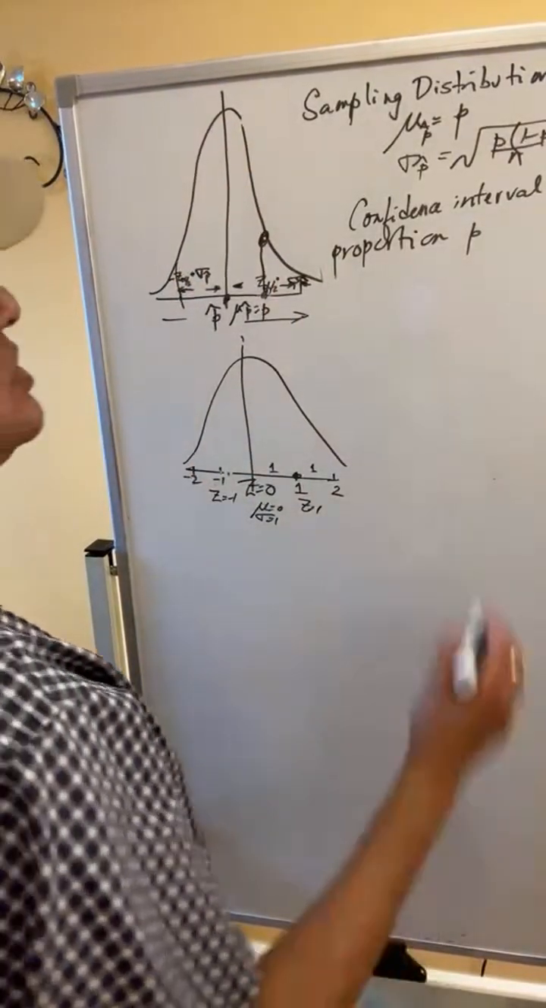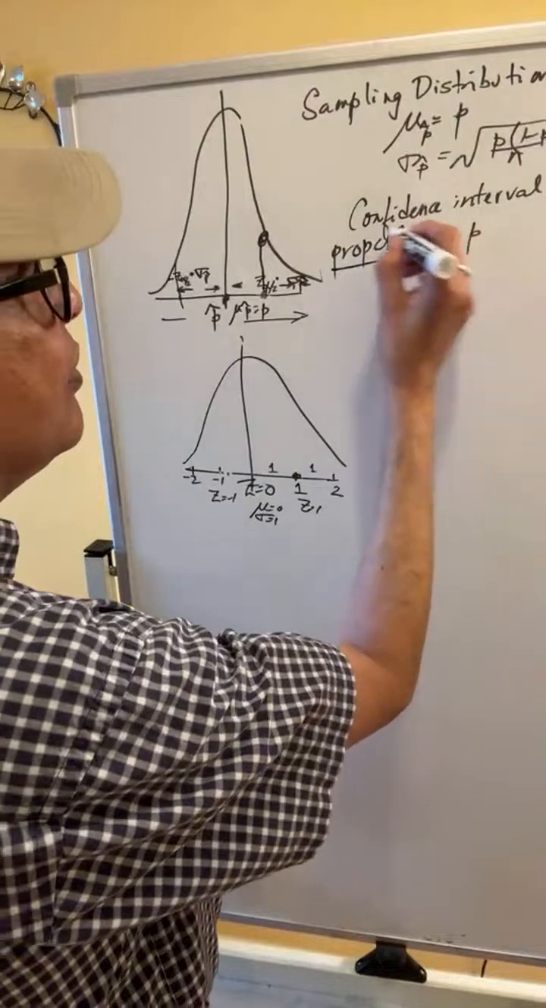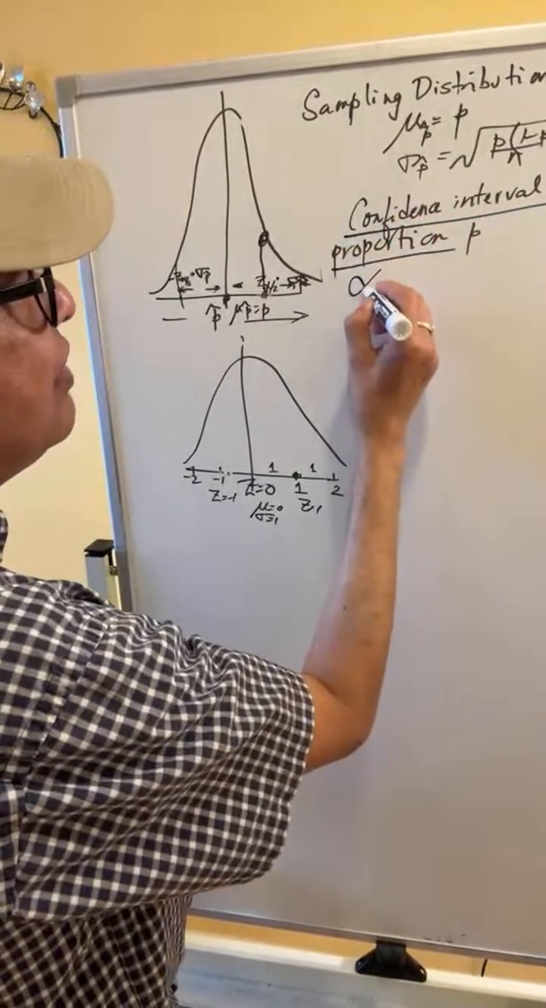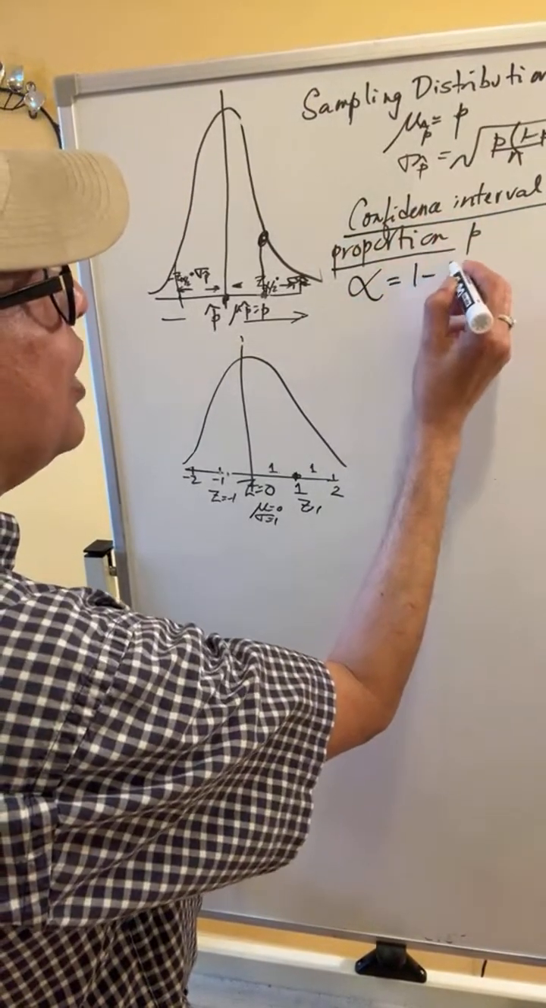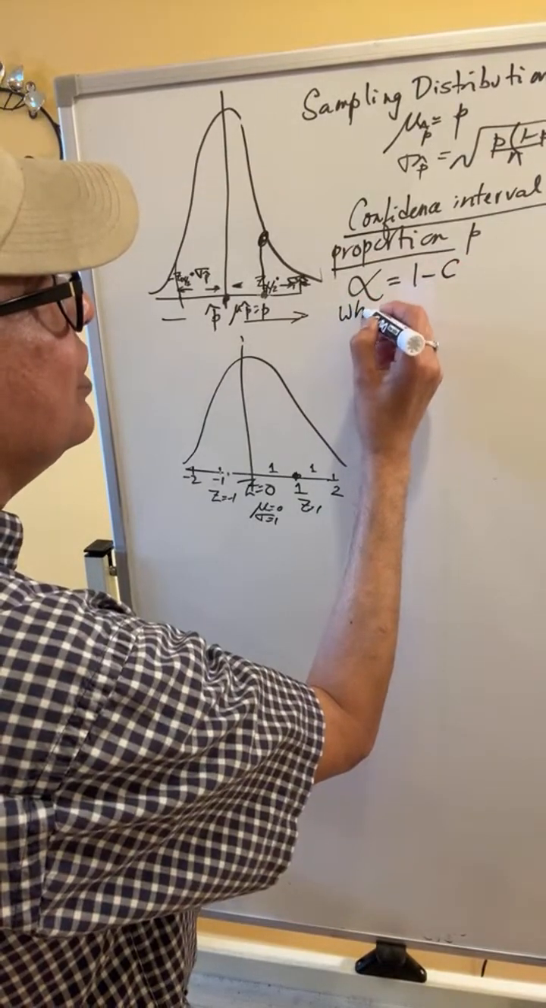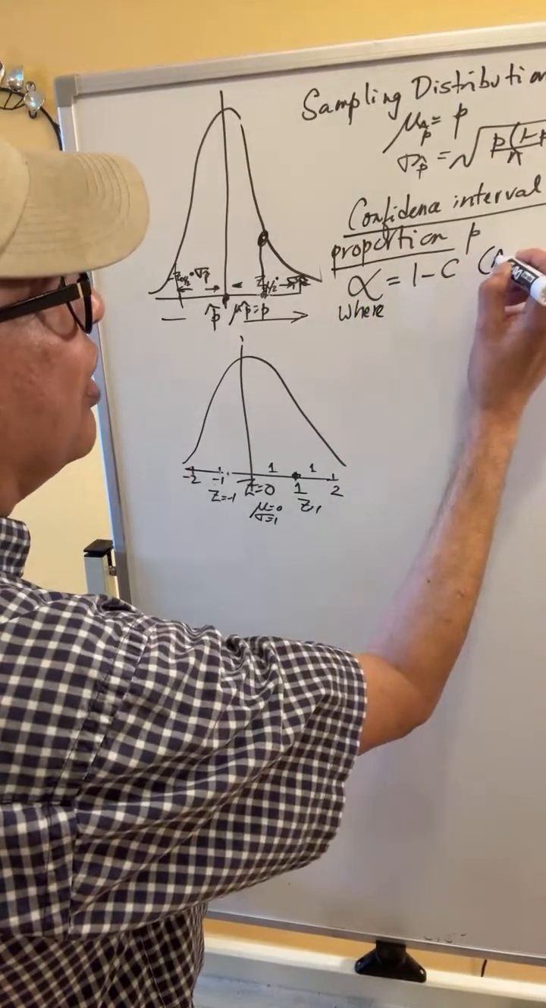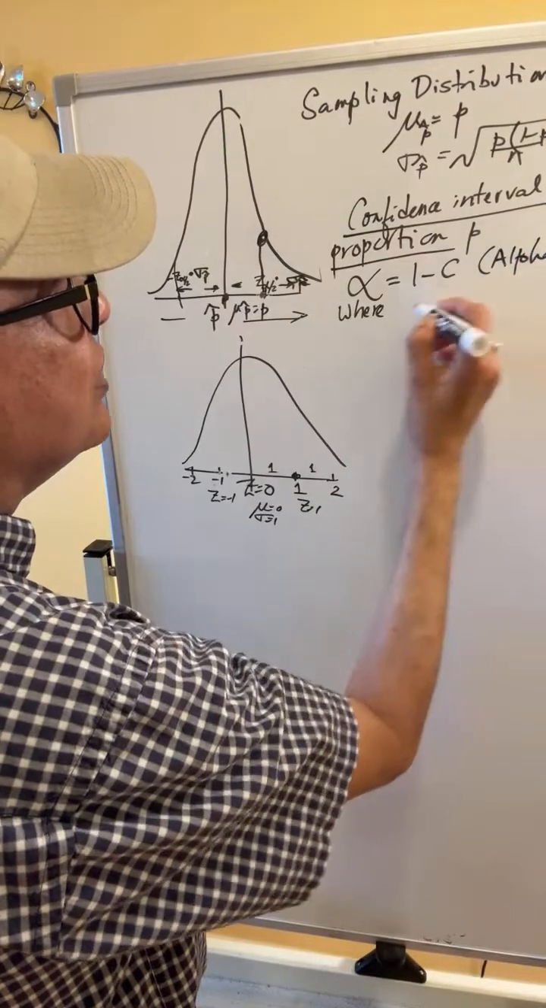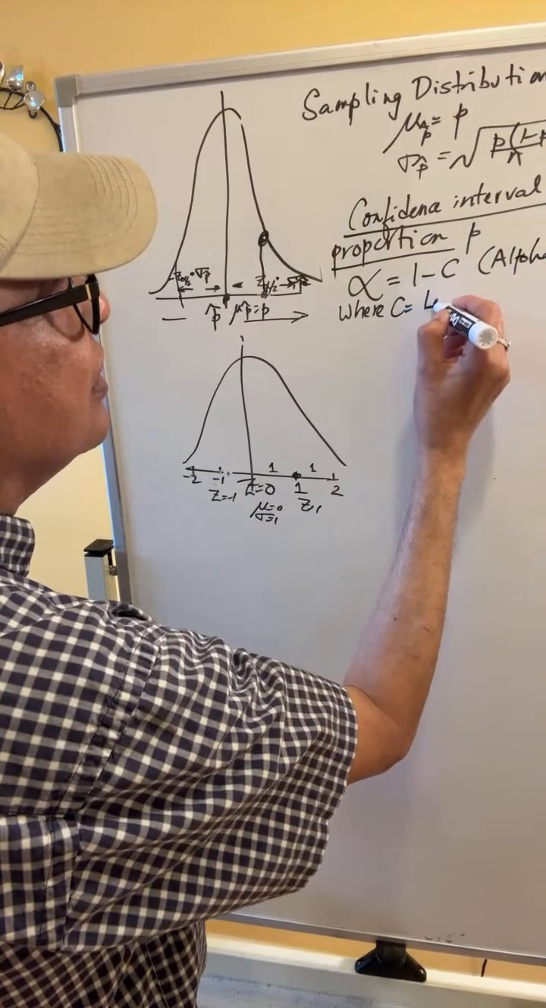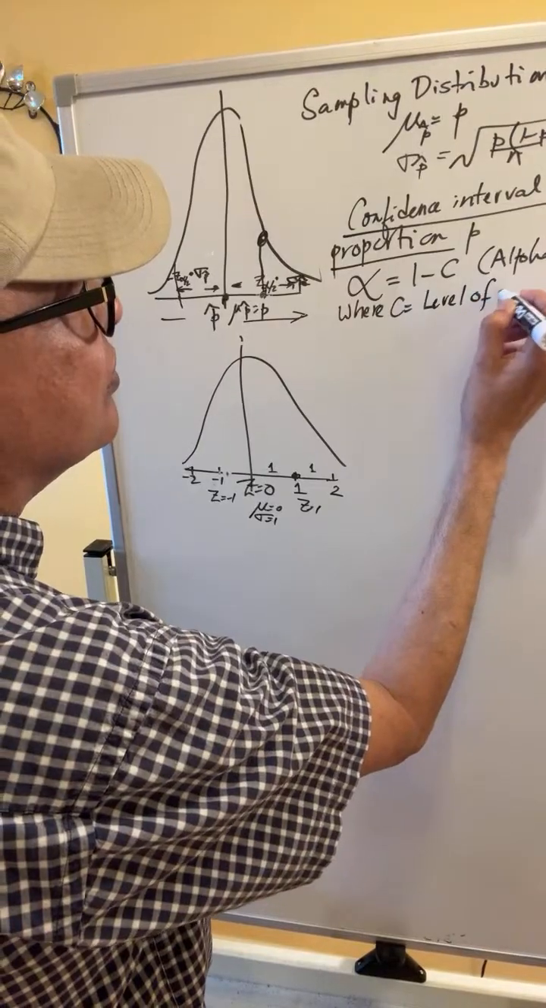Now the question is, what is alpha? Alpha is 1 minus c, where c is the level of confidence.